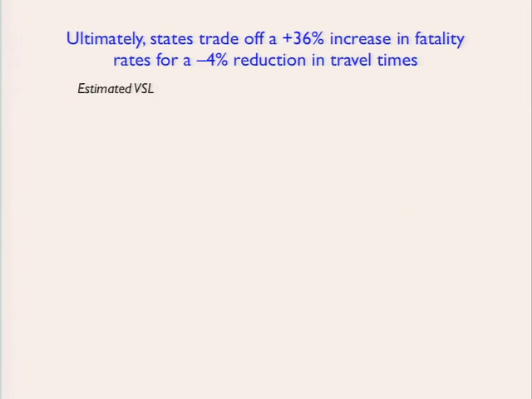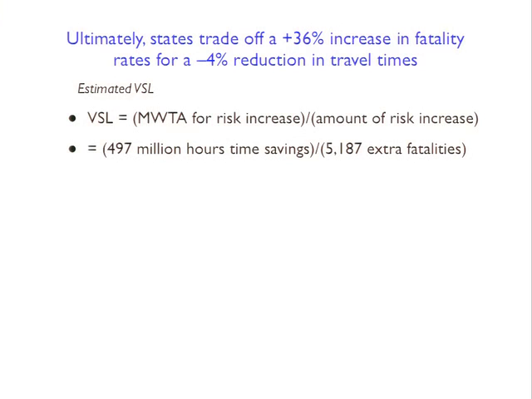So if we have this formula for the value of statistical life, which says that we take the marginal willingness to accept for the risk increase and divide it by the amount of the risk increase, then what that works out to depends on the actual data. I gave you the percentage changes, but if you were to look at the actual data, you can figure out what the number of fatalities and the number of hours saved are.